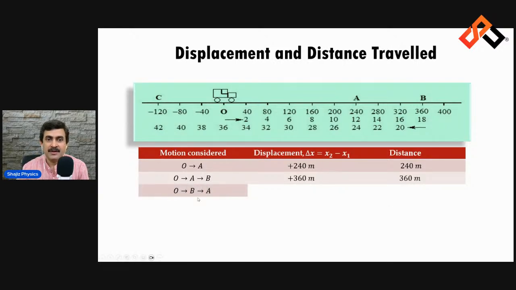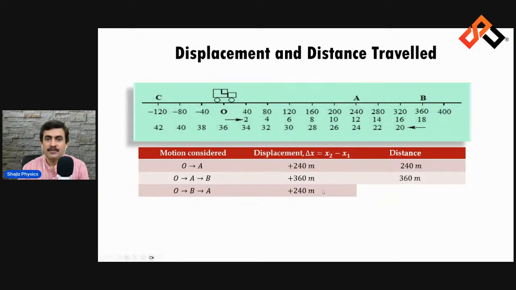Next, we are considering the motion of the object from O to B, then back to A. What about the displacement here? When you consider displacement, you need to think only about the initial and final positions. What is the initial position? O. What is the final position? 240. You need not think about the path followed by the object, wherever it traveled through. It is not our concern. We need to bother about only the initial and final positions. So the initial position is O, the final position is A.